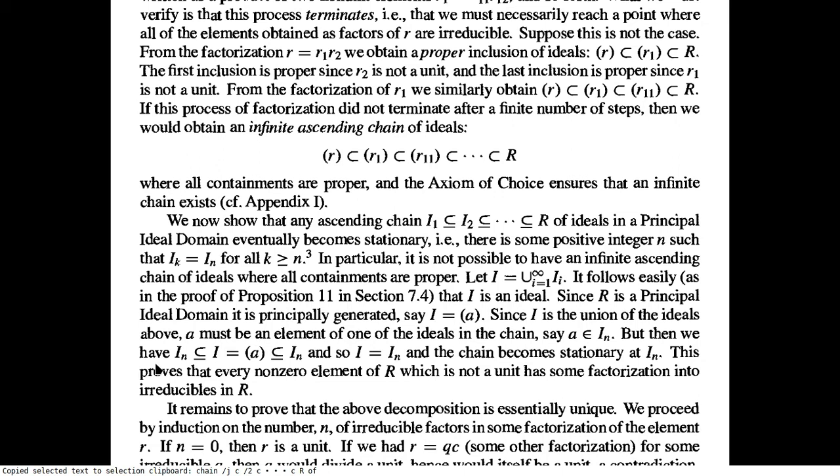But then we have I_N must be contained within I, which is again an ideal generated by A. So I will be equal to I_N. So the chain becomes stationary at I_N. This proves that you cannot have this until infinity, which means that the factorization has to terminate into irreducibles. Okay, does that make sense? I guess it does.